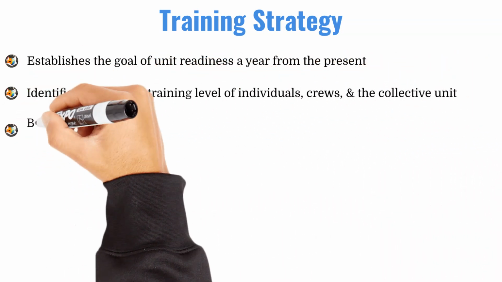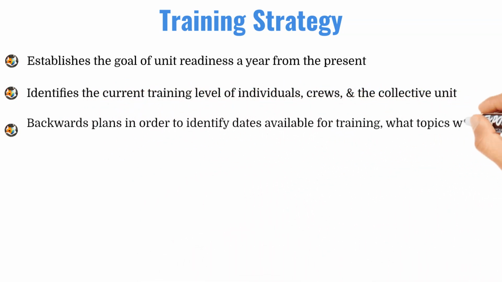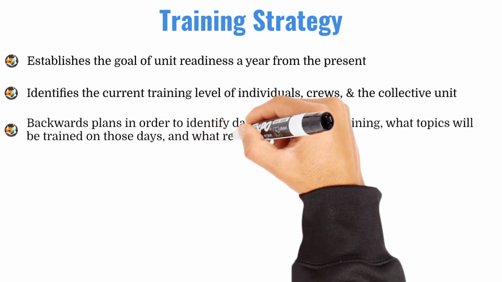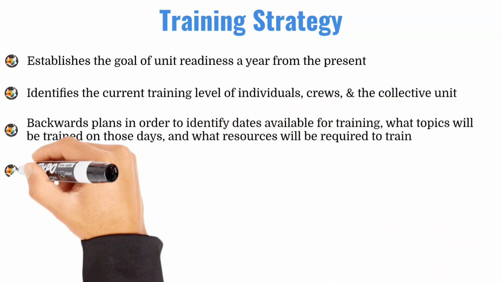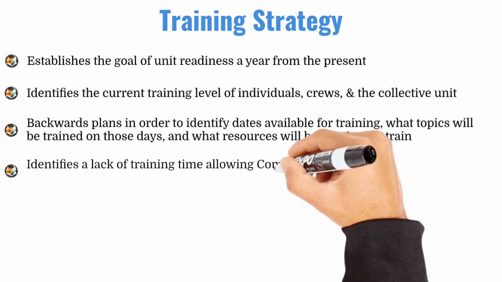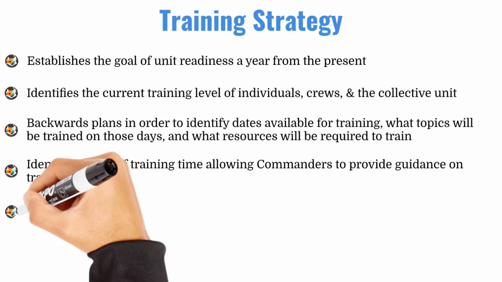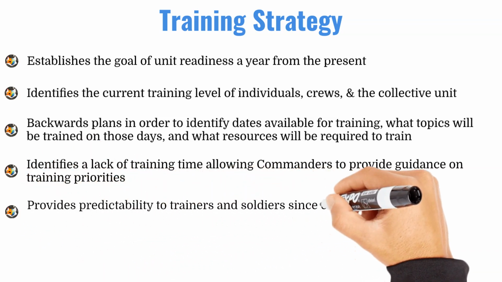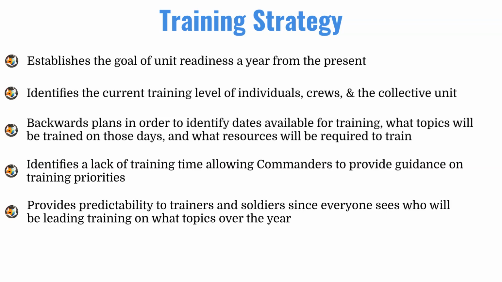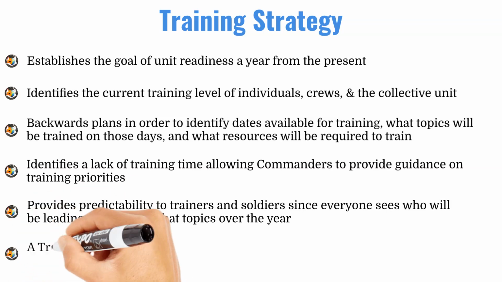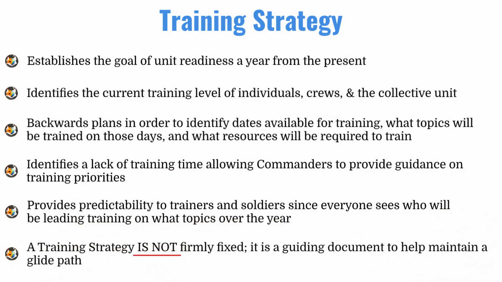It backwards plans from the desired end state in order to identify dates available for training, what topics will be trained on those days, and what resources will be required to train. It identifies a lack of training time, allowing commanders to provide guidance on their training priorities. It provides predictability to trainers and soldiers since everyone sees who will be leading training on what topics over the year. A training strategy is not firmly fixed. It is a guiding document to help maintain a glide path.